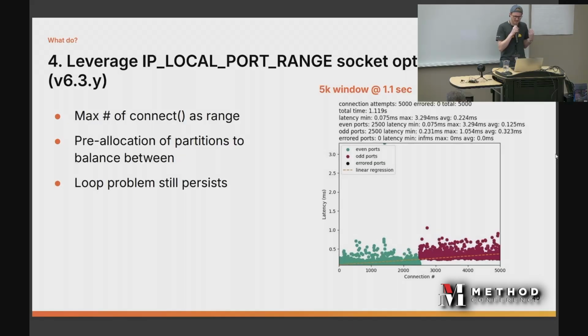So at some point in Linux 6.3, a new socket option was introduced called IP local port range. This socket option allows us to partition port ranges per connection. So we can say that connection 1 uses 0 through 10, connection 2 uses 10 through 20, right? You just kind of go like that. That's what partitioning is with these ports, and this socket option allows that.